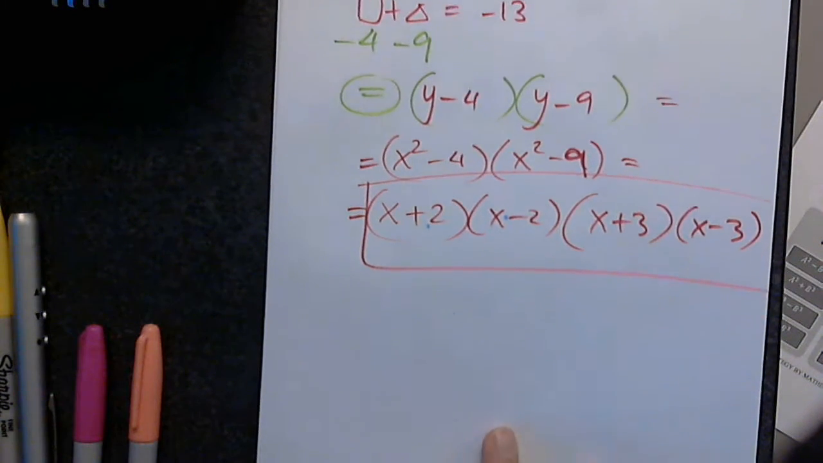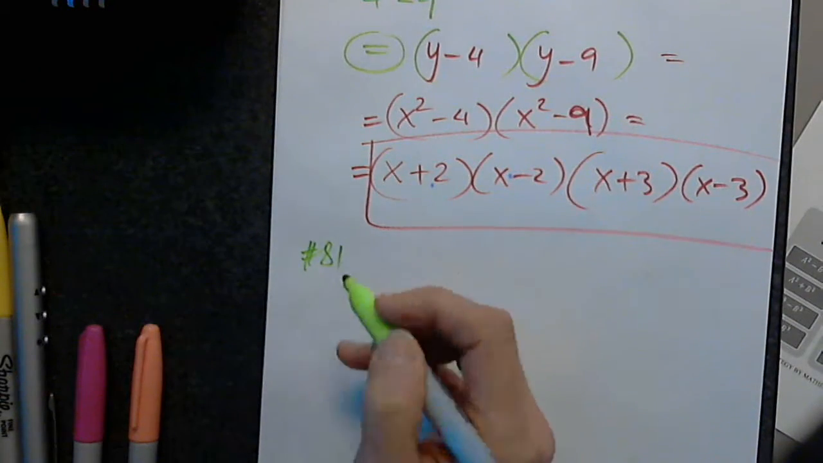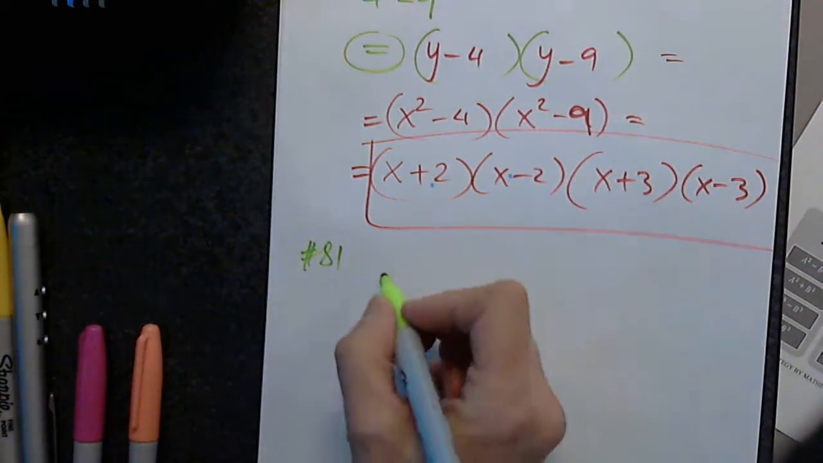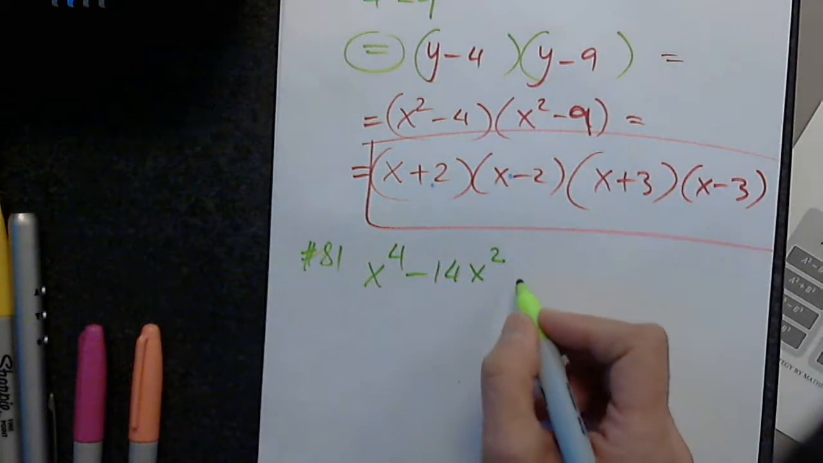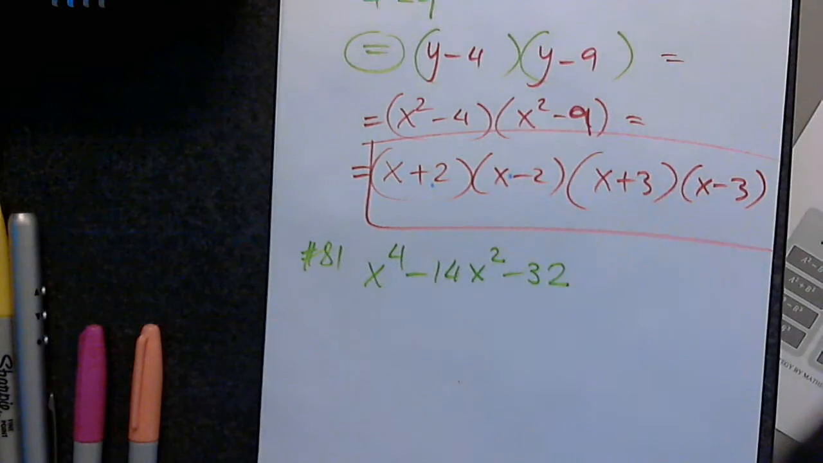Let's say 81. And on 81, I would like you to walk me through x to the 4th minus 14x squared minus 32. It's in descending order, no greatest common factor, no negative leading coefficient, no special product. It's negative 32 at the end. Degree 4.